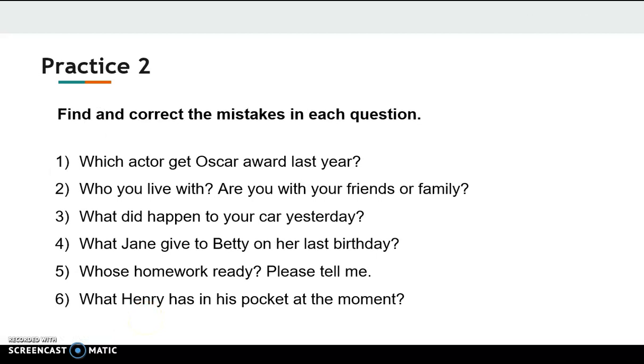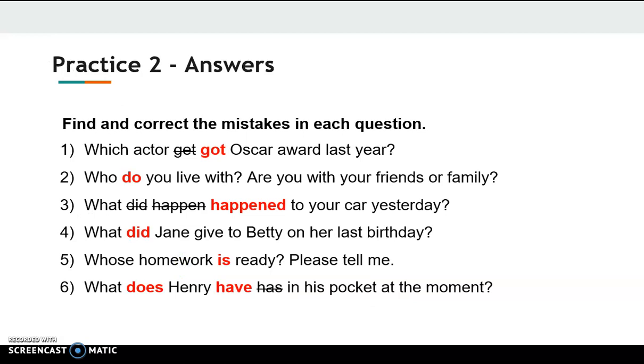Here comes the second practice. Find and correct the mistakes in each question. You can give a pause and write the answers if you like. And here are the answers. Which actor got Oscar award last year? This is a subject question. We are asking for the subject, which actor? And because of last year, we need the past form of the verb. And it is got.